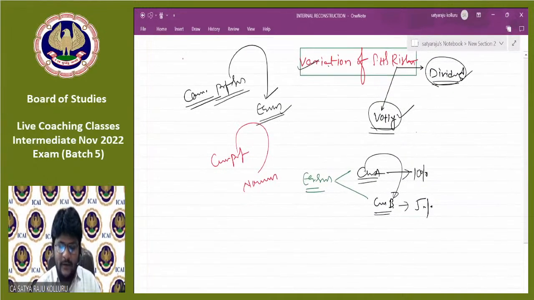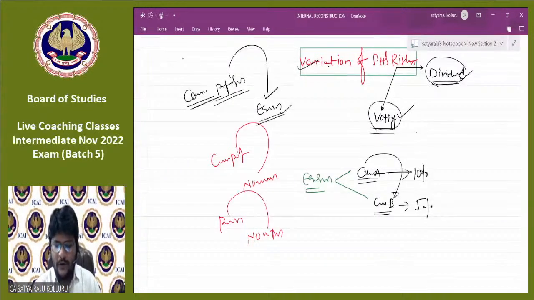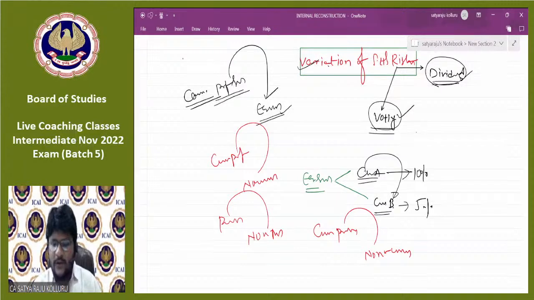Sir, if I convert participating preference shares to non-participating preference shares, that is also a variation of shareholders' rights. If I convert cumulative preference shares to non-cumulative preference shares, that is also a variation of shareholders' rights only. So now we understand what the meaning of variation of shareholders' rights really is.